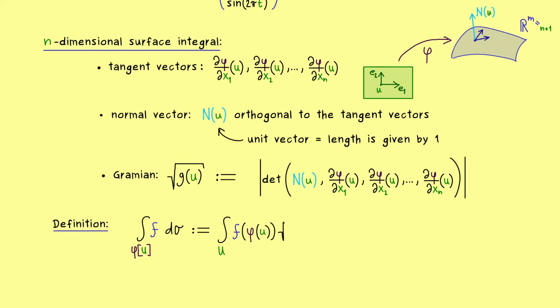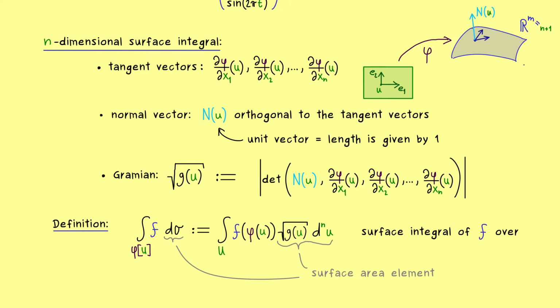And inside this new definition, the Gramian determinant also comes in. It's the important scaling factor that comes before our du. Therefore, you could say that the area element d sigma corresponds to this combination here on the right. Okay, so that's it. This is the whole definition of a surface integral over a hypersurface. So if we call the hypersurface M, then this integral would be the surface integral of f over M.